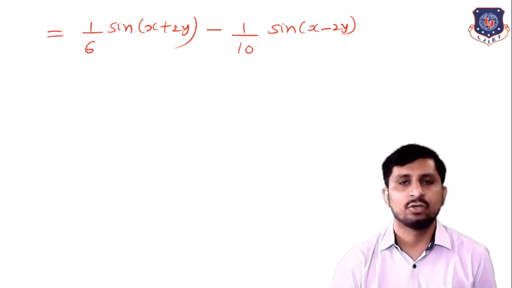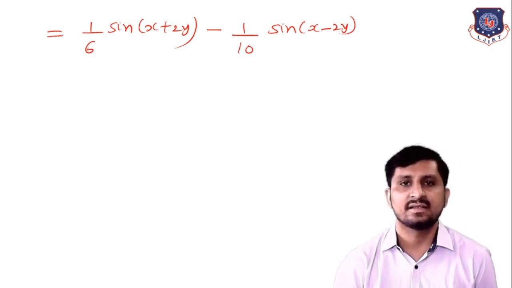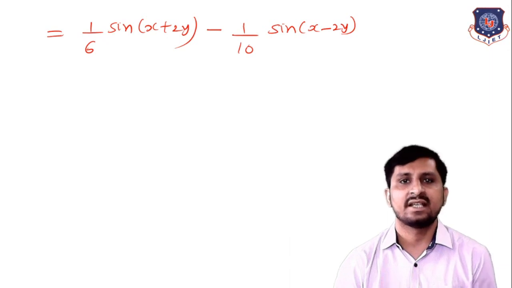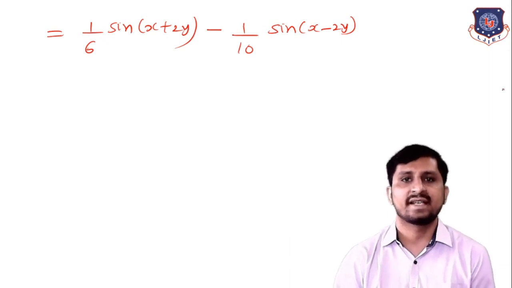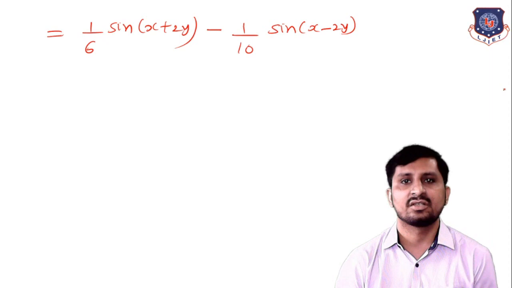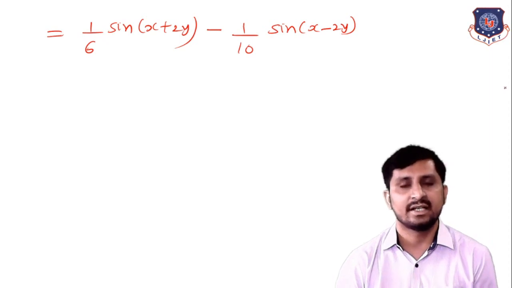As you all know, the general solution is complementary function plus particular integral, so just write it down. In today's lecture we discussed case 2: sin(ax plus by) or cos(ax plus by). For this type of function, we saw how we can find the particular integral.